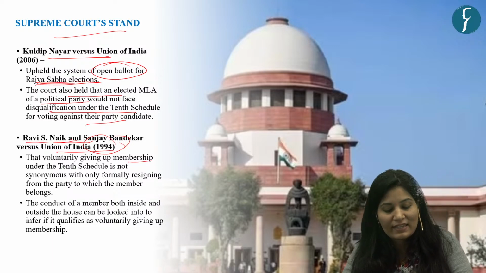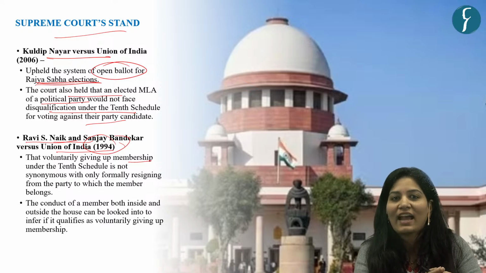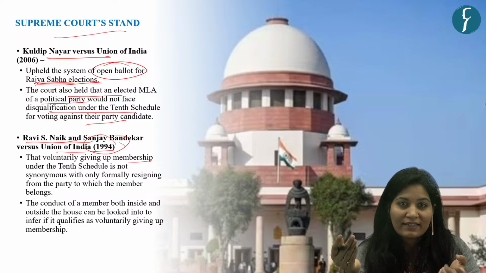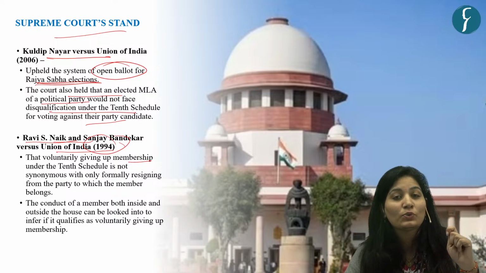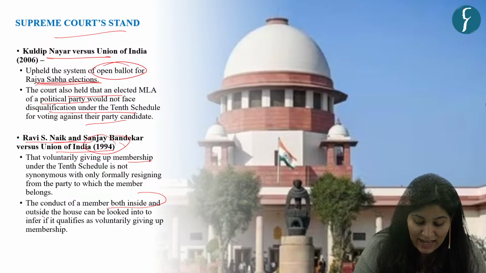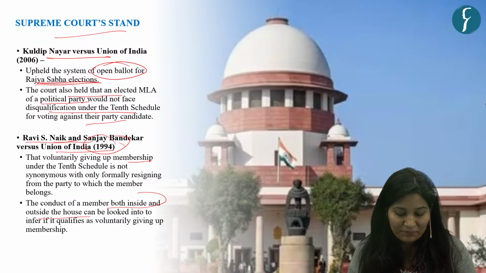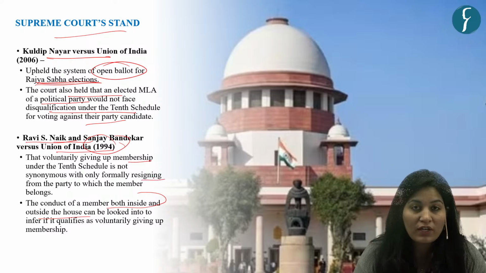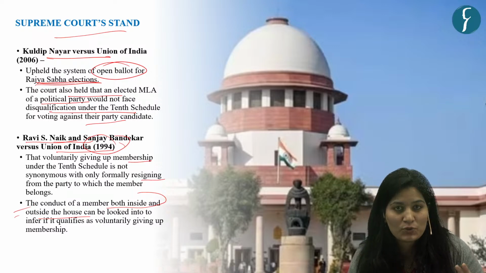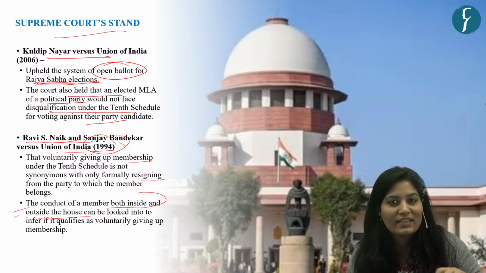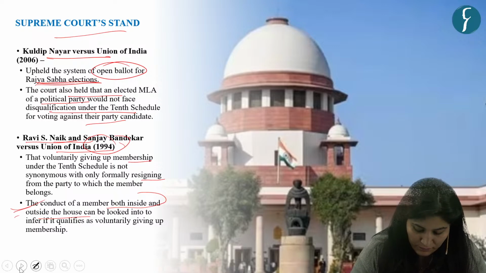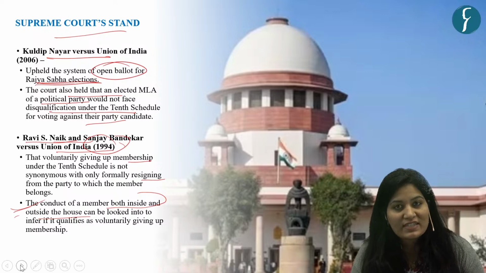If you see this judgment, the 6 candidates from the Congress side went against the party's decision. They voted for the BJP candidate. So to determine their disqualification, you need to see the conduct of the member both inside and outside the house. Just giving a formal resignation will not work. We have to examine their conduct as well to determine their disqualification. So these members can be disqualified based on this judgment. So this is about the Supreme Court's stand here.